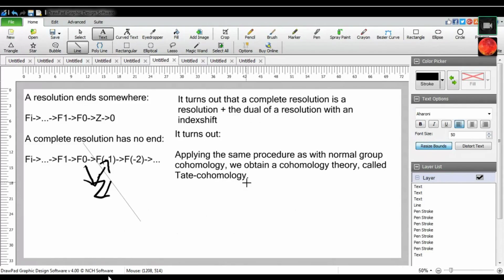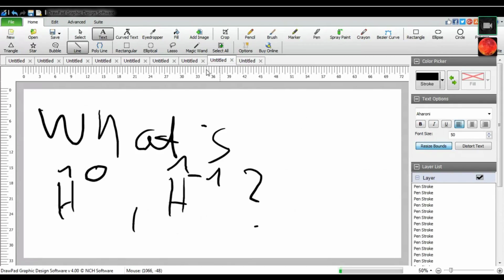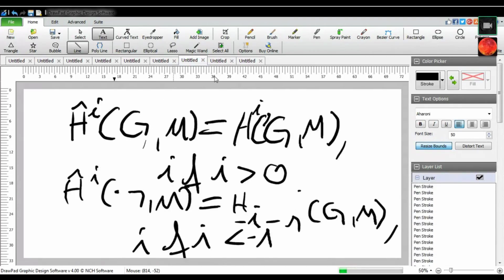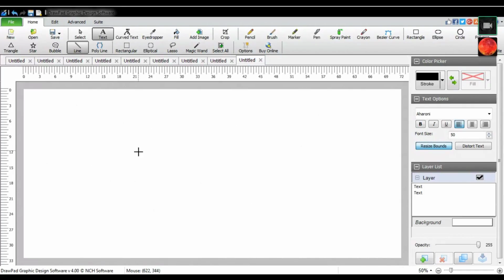So what we're doing here is, to calculate cohomology, we take the dual of this part, but this part is already the dual of a resolution. So we take two duals, and this should just get us a normal resolution. If the modules are not of finite type, or if G is not finite, then we get a different space.